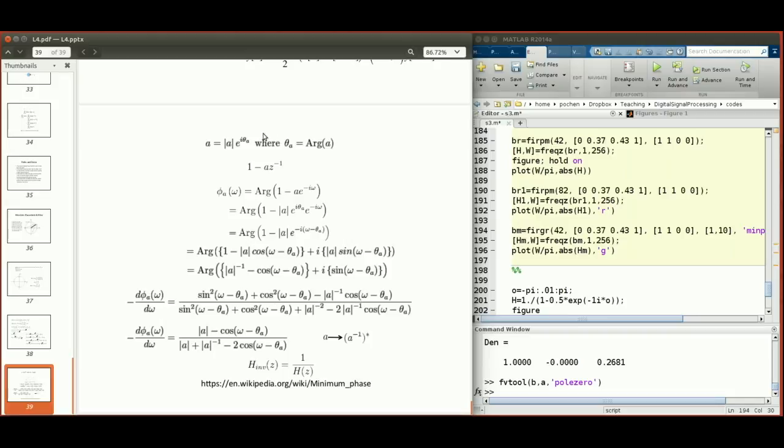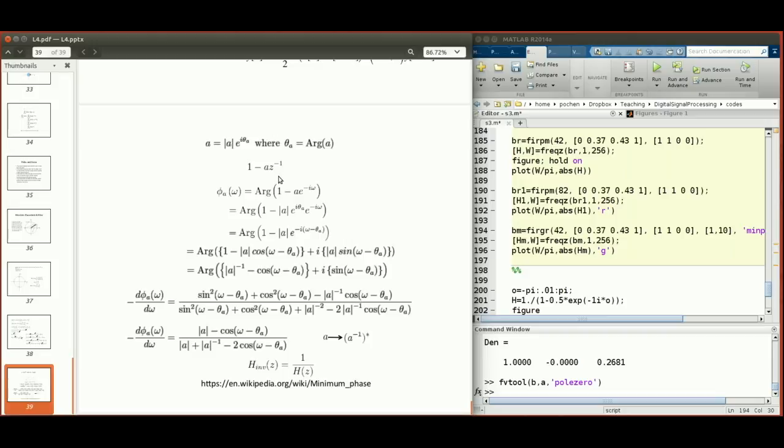So let's look through the example that's given on the Wikipedia page. Suppose your transfer function has a zero that's given by a. So you can write a as its absolute value times e to the i theta a. Theta a is the angle of that zero, and theta a equals arg a. If you have this zero for the transfer function, then the term that this zero contributes to the numerator of the transfer function is just 1 minus a times z to the minus 1 power, right? That's the term contributed to the numerator by this particular zero.